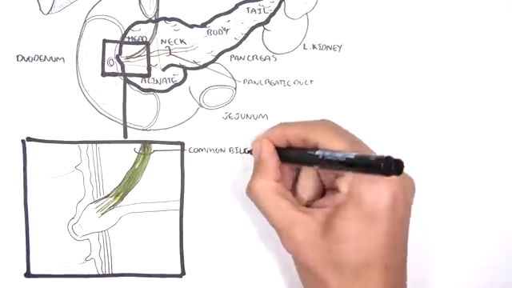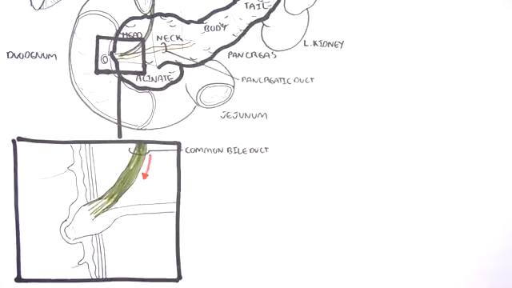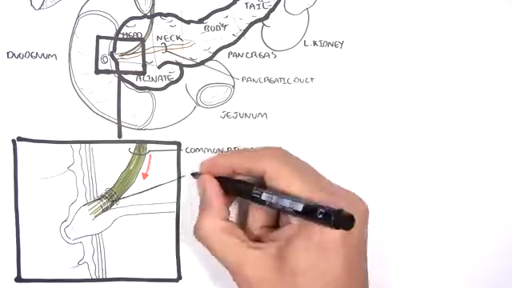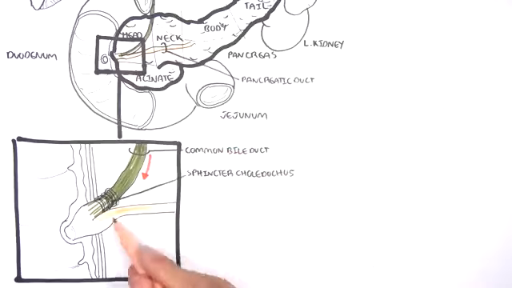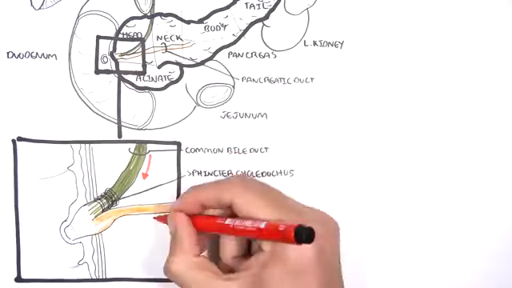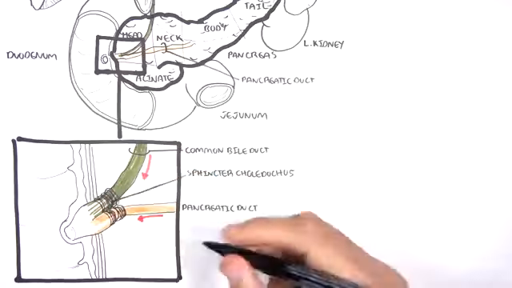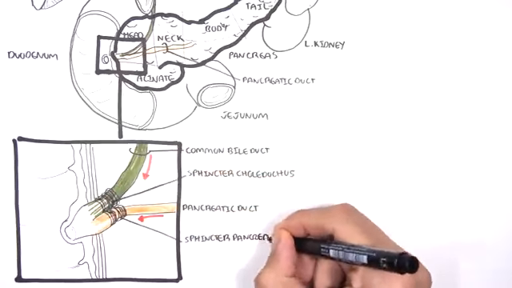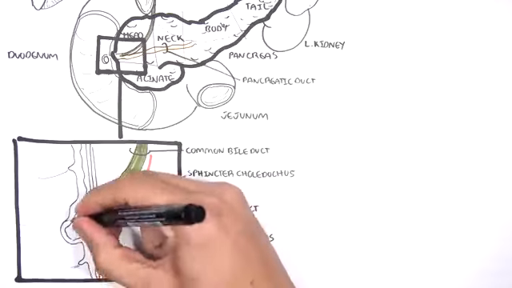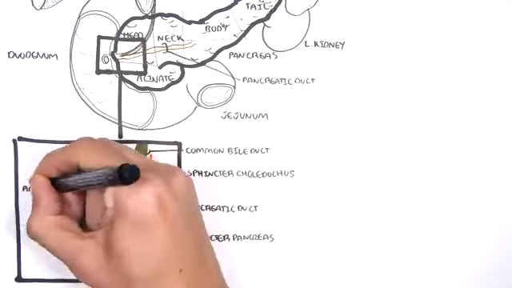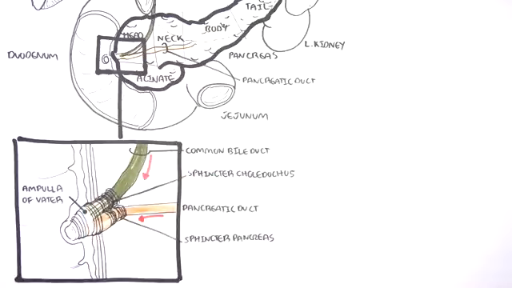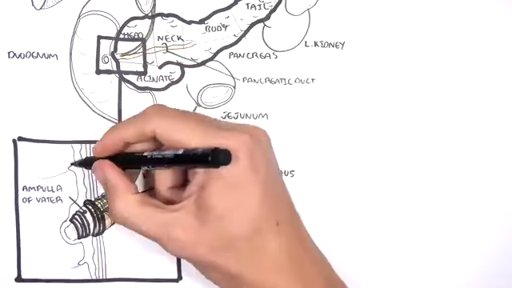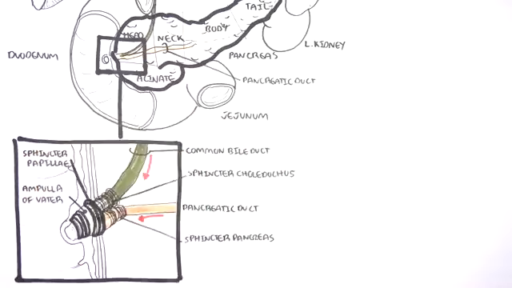The flow of bile is controlled by the sphincter choledochus. Pancreatic juices during digestion travel through the pancreatic duct and join with the common bile duct. There's also a sphincter called the sphincter pancreaticus. The common bile duct and pancreatic duct will join to form the ampulla of Vater. The ampulla of Vater is surrounded by the sphincter papillae.